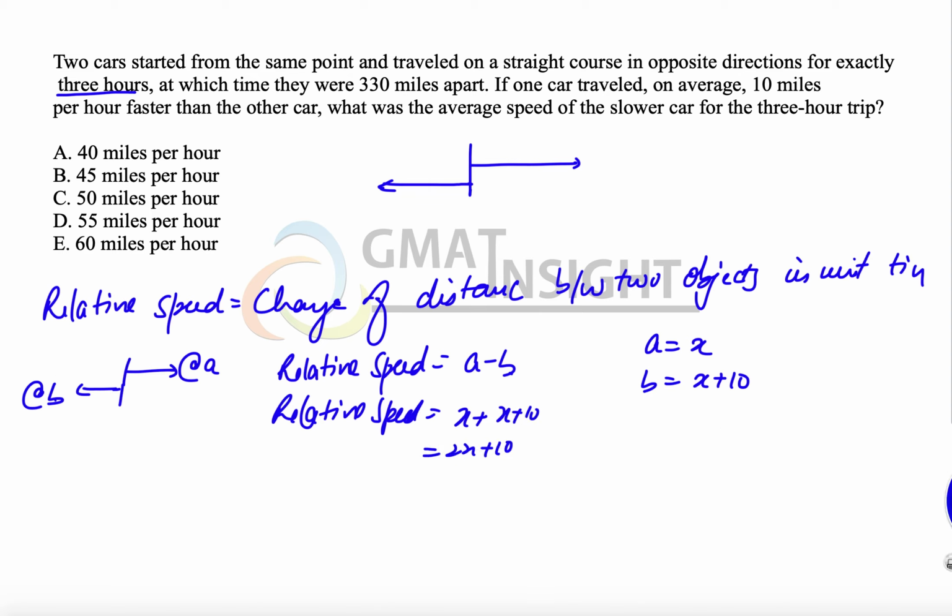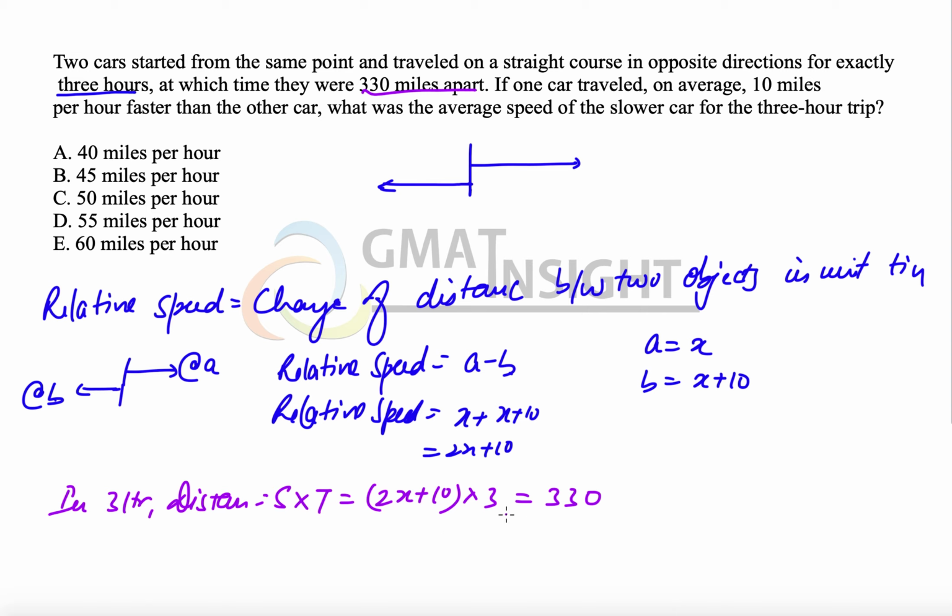Now the question is, what happens when they have traveled 3 hours? So in 3 hours, the distance can be represented as speed multiplied by time. Now we know that the relative speed here is 2x plus 10. This is the speed at which the distance between the two is increasing every hour, and this is happening for 3 hours. That means the total distance between the two after 3 hours should be equal to 2x plus 10 times 3, and that has been given as 330.